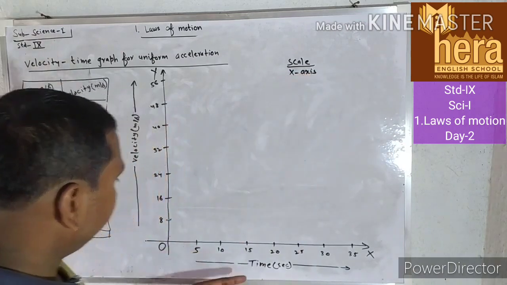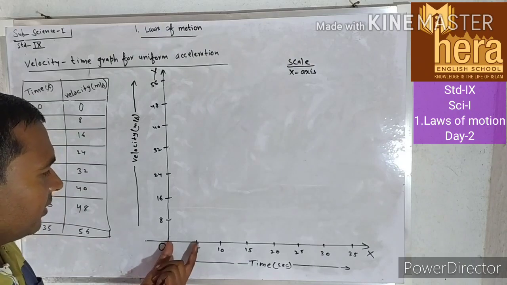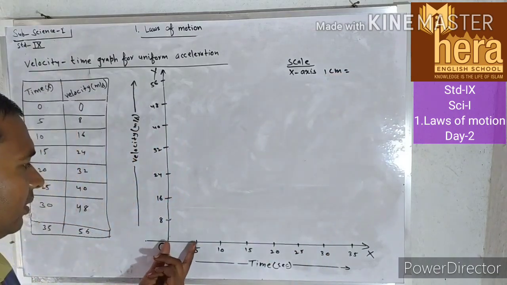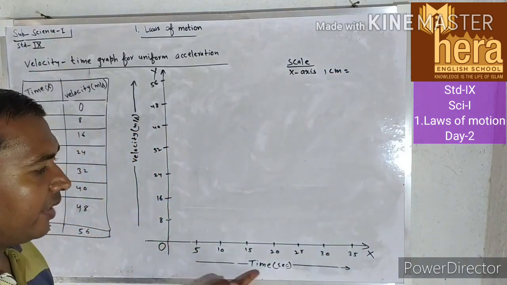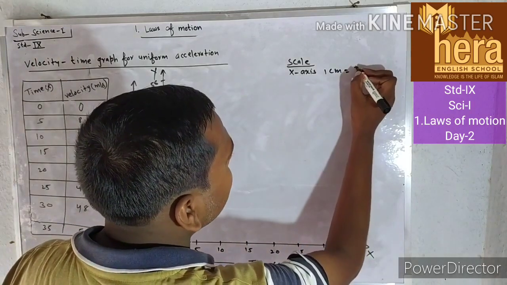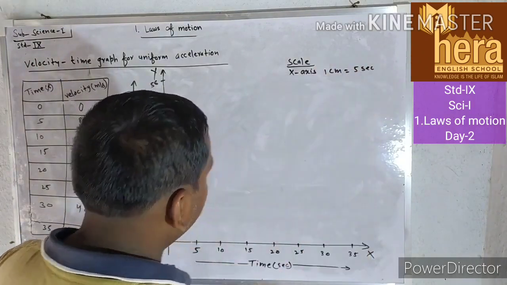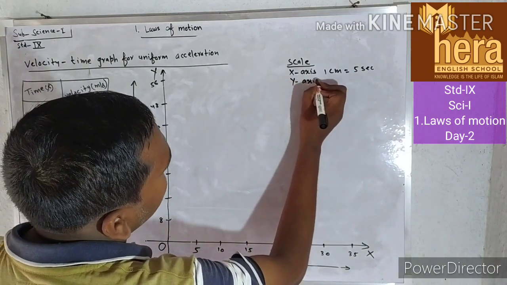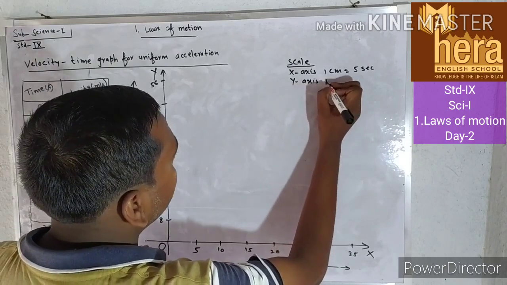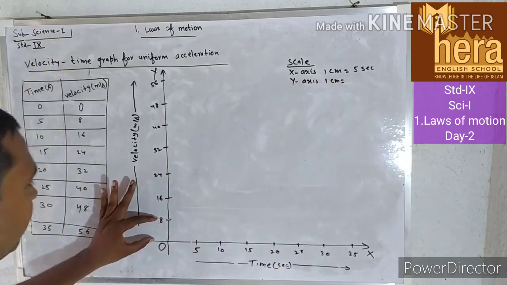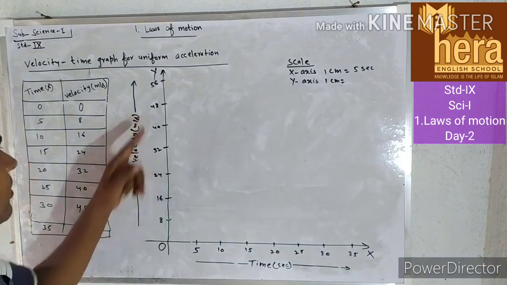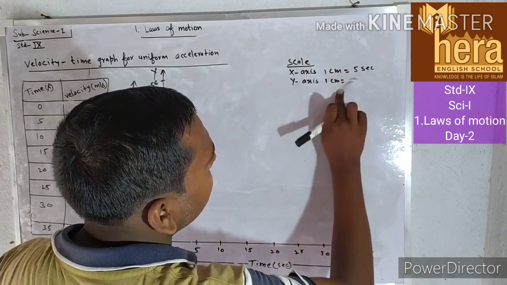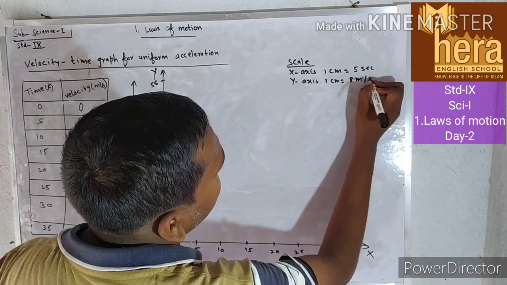X-axis. Suppose this is 1 centimeter. 1 centimeter is equal to the interval of 5 what? 5 seconds. 1 centimeter is equal to 5 seconds. Y-axis, 1 centimeter is equal to, this is 8 what? Meter per second. 1 centimeter is equal to 8 meter per second. Okay.